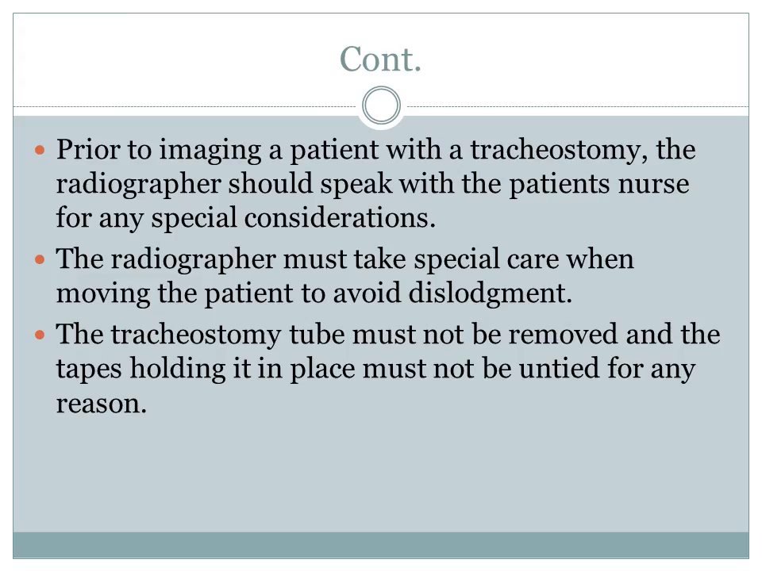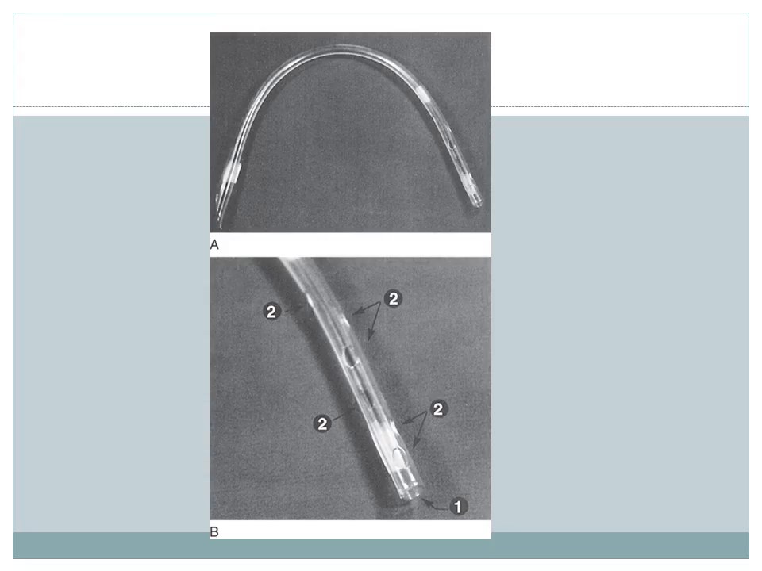Prior to imaging a patient with a tracheostomy, the radiographer should speak with the patient's nurse for any special considerations. The radiographer must take special care when moving the patient to avoid dislodgement. The tracheostomy tube must not be removed, and the tapes holding it in place must not be untied for any reason. These are examples of tracheostomy tubes.